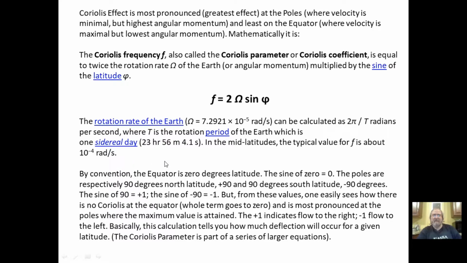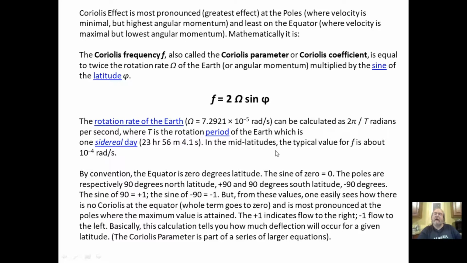By convention, the equator is 0 degrees latitude. The sine of 0 equals 0. The poles are respectively 90 degrees north latitude, designated as plus 90, and 90 degrees south latitude, designated minus 90. The sine of 90 is plus 1. The sine of minus 90 is minus 1. So from these values, you can easily see how there is no Coriolis at the equator. The whole term goes to 0. And the Coriolis parameter is part of a series of larger equations that factor in, basically, equations of motion.